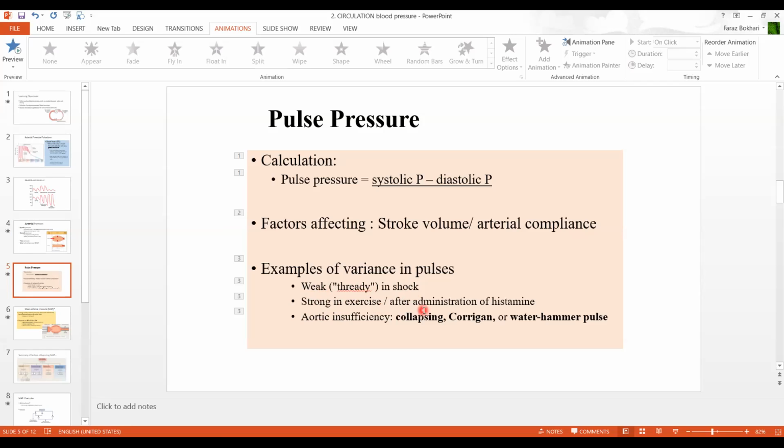In exercise, you have a strong pulse. If you exercise, try taking your pulse. You will see that it is bounding, it's hitting your fingers nicely and more than when you are at rest.